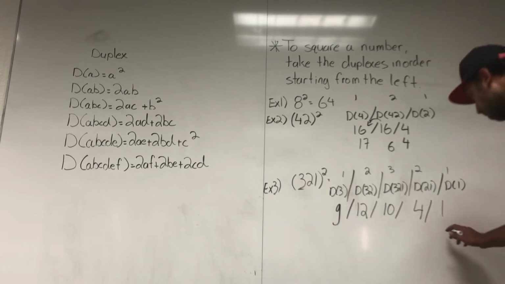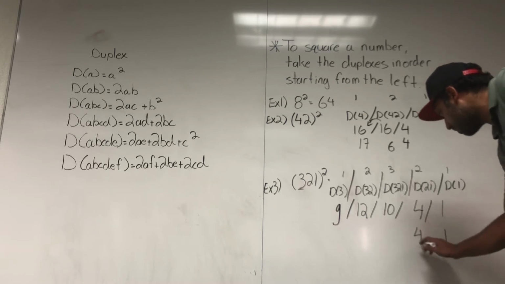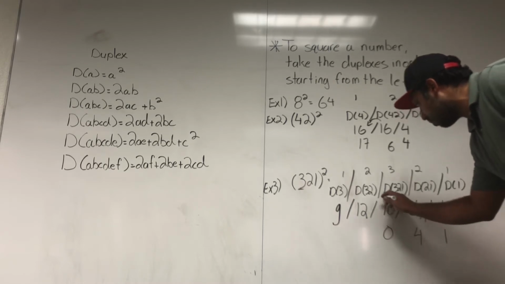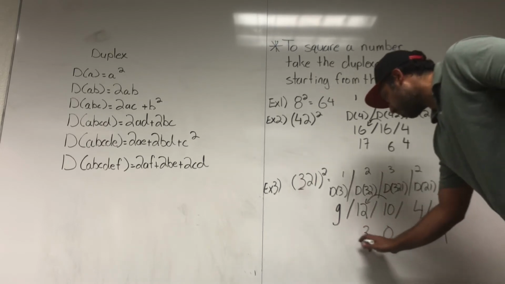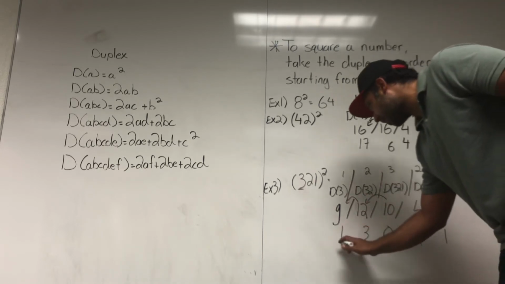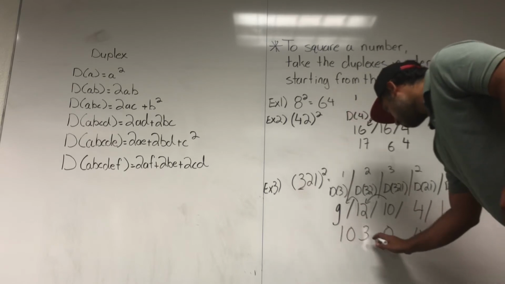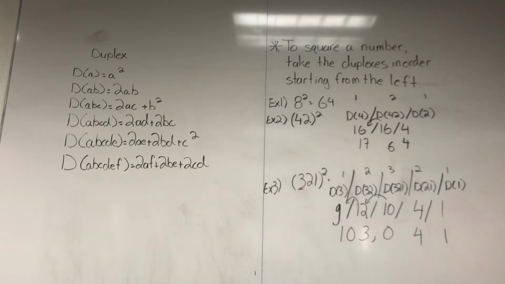So let's follow the rules. Keep the units digit, carry the tens digit. I'm going to keep in 0, carry the 1. 12 plus 1 is 13, so I write down 3, carry the 1. 9 plus 1 is 10. Okay, so 321 squared is 103,041. Okay, we're going to move on.